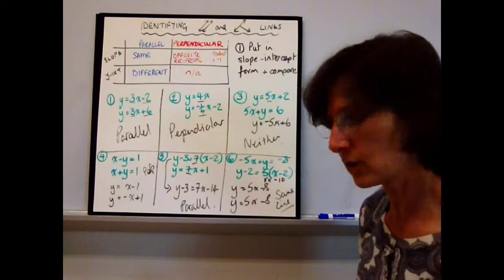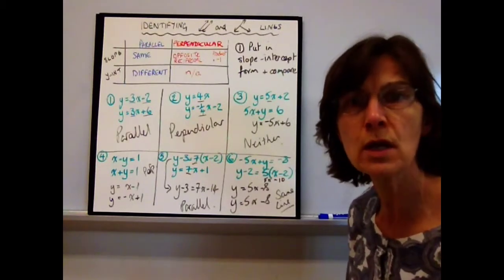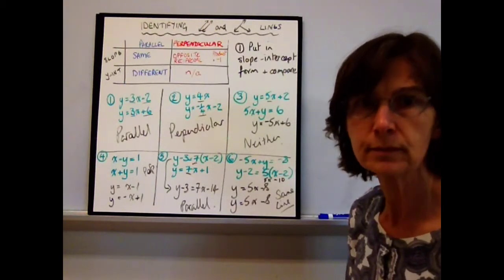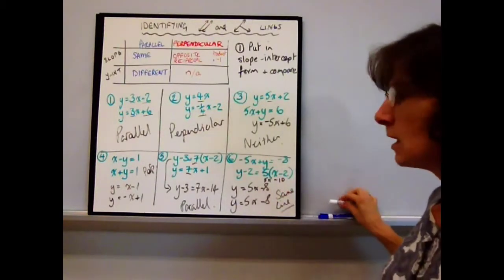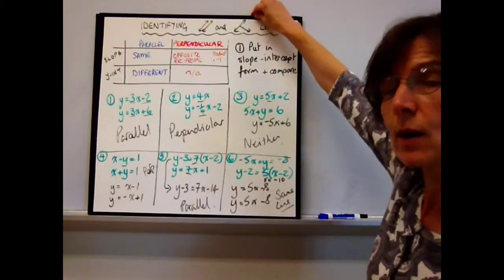So do be careful when you've got equations given to you in different forms. Rearrange them into slope-intercept form, because otherwise you might not be sure about the y-intercept. The slope's fairly easy to look at, but the y-intercept could trip you up.